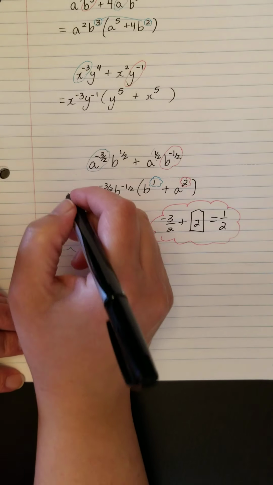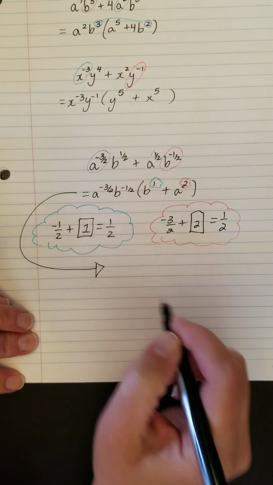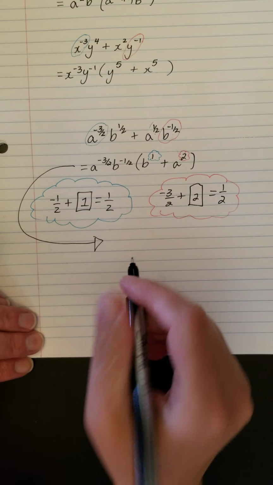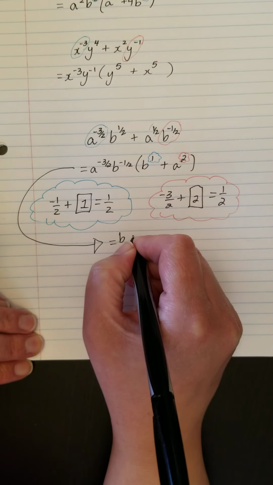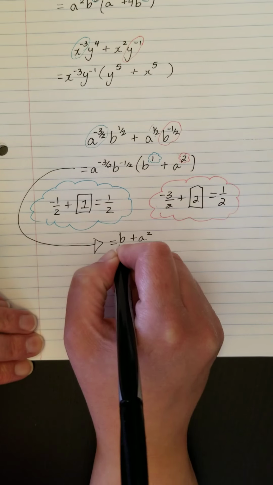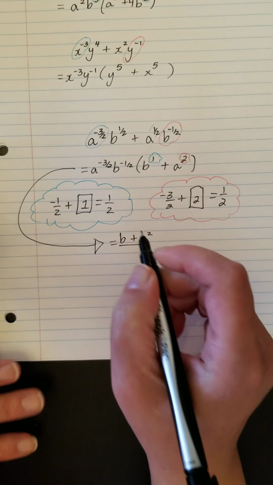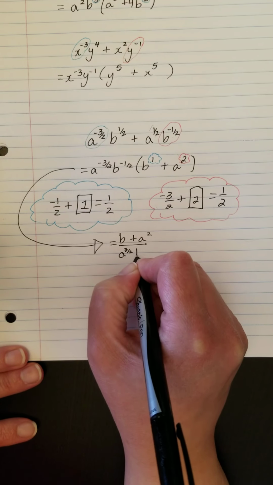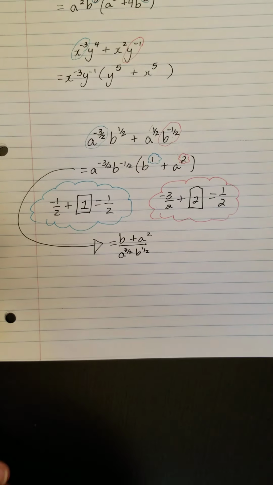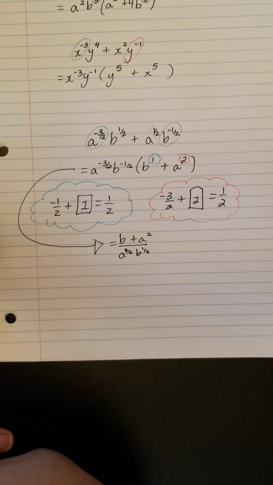When you do this, I'm just going to skip down past my little thought bubbles. I do want you to write this with positive exponents. So this would be b plus a squared over, and then it would be a to the positive 3 over 2, b to the positive 1/2. So we want to get those terms down to the denominator with positive exponents.